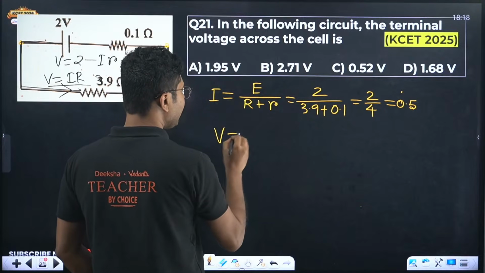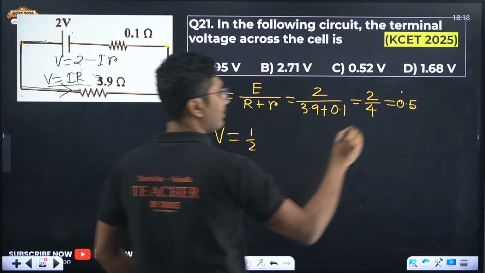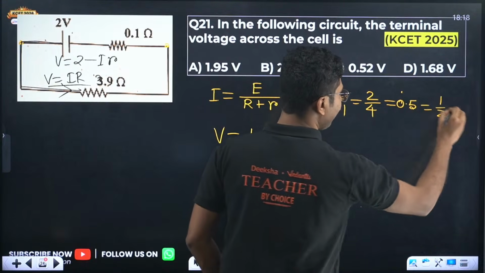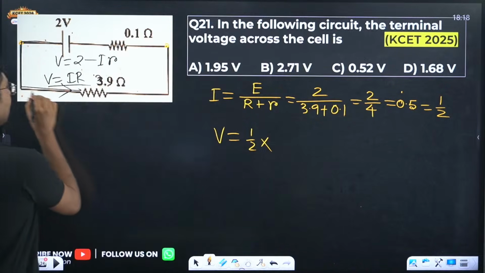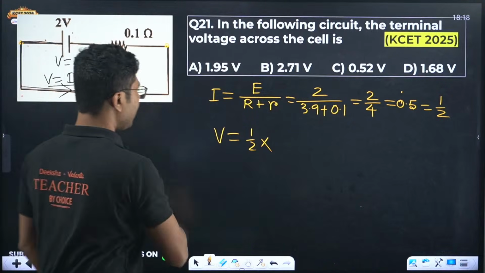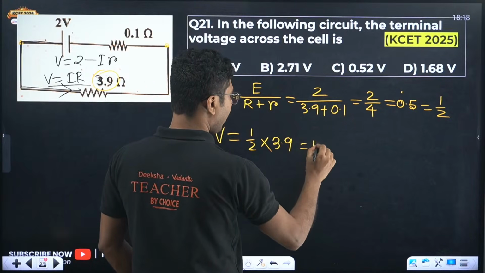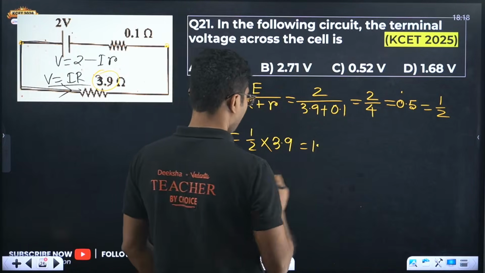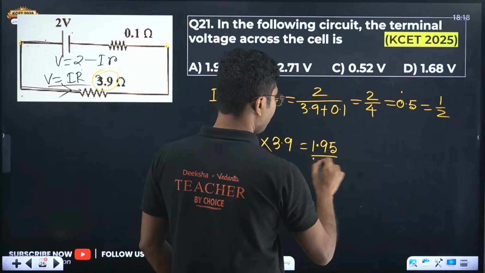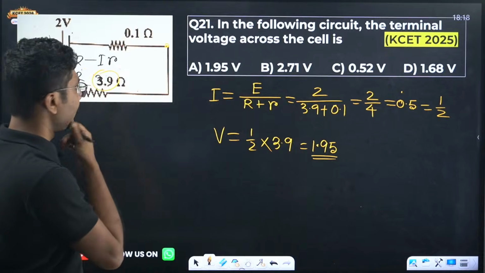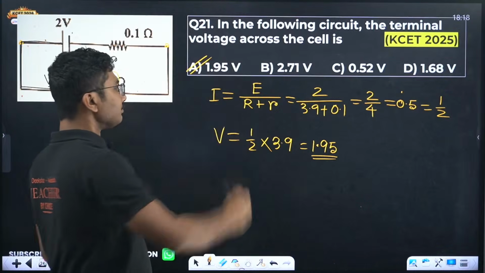So what is the voltage? Voltage is current times resistance. Current is half. Let me not use 0.5, let me use half into the external resistance, which is 3.9. So it will be 1.95. So the correct answer is option A.